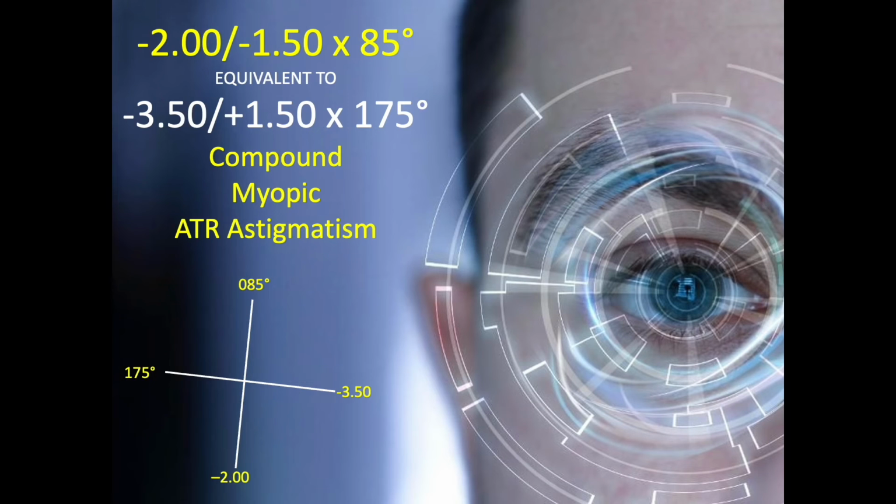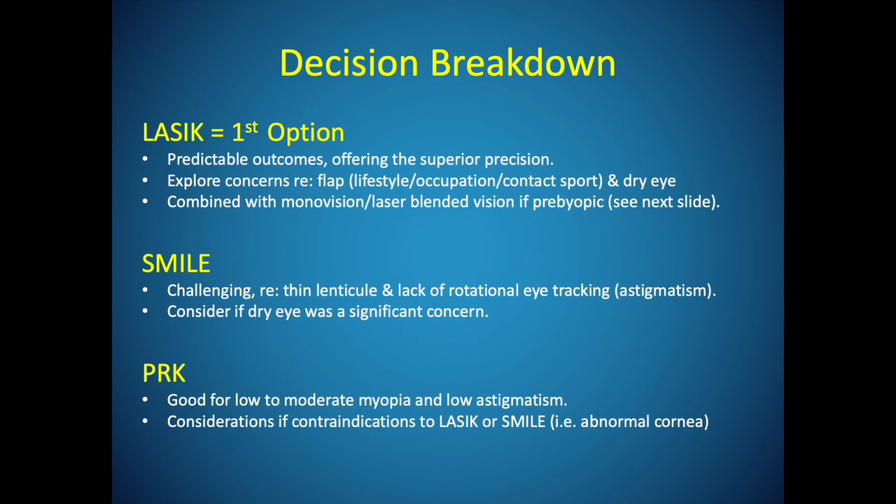And so we have a patient with compound myopic astigmatism where both focal points lie in front of the retina. The power cross and positive cylinder prescription are written for reference. I would recommend LASIK for this patient with confidence of offering the best outcome. I'd explore any lifestyle contraindications for the flap, such as being in the military or contact sports, as well as explaining the risks of dry eye.